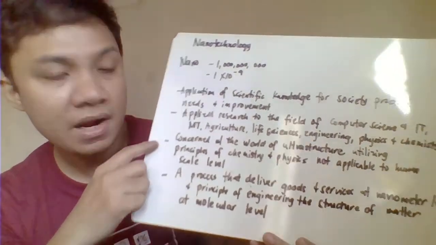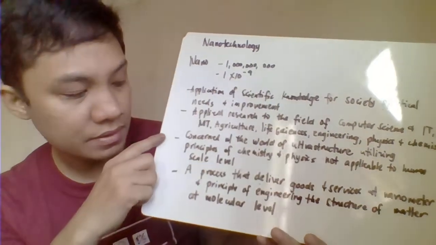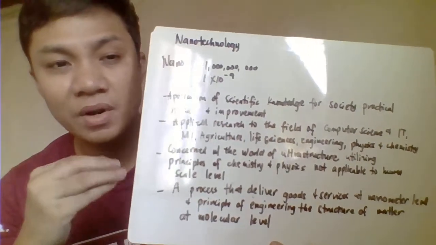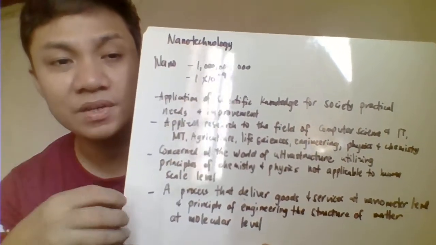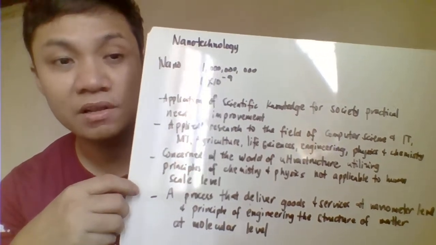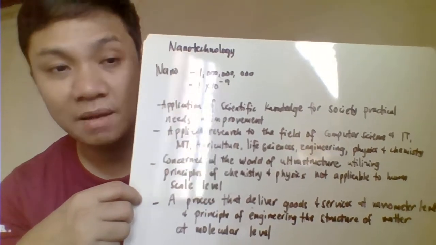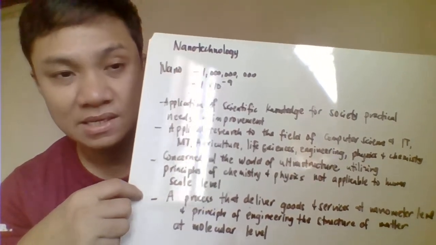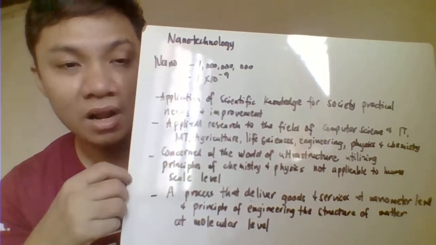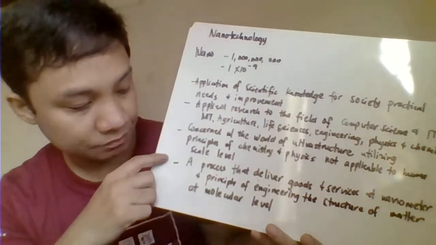Okay, so we have another definition of nanotechnology. It is concerned with the world of the ultrastructure, because as we are dealing with something very small, we are concerned with the atomic level arrangement of your molecules and atoms. It utilizes the principles of chemistry or even physics in order to create a much improved type of technology that is applied to the different fields of our lives.